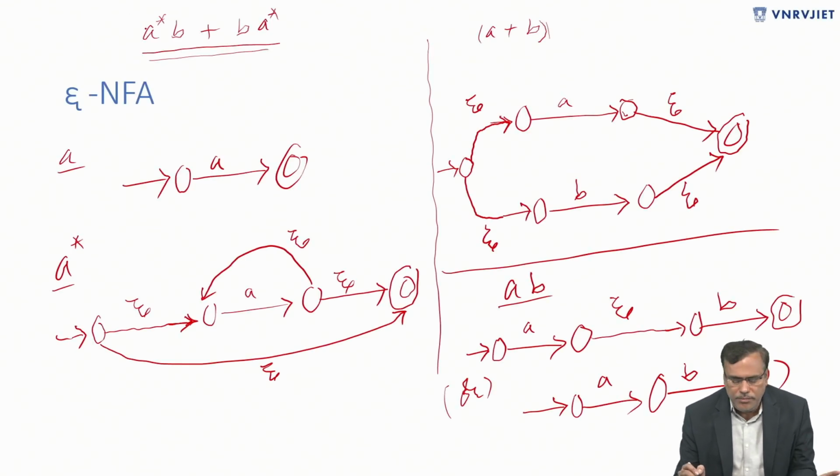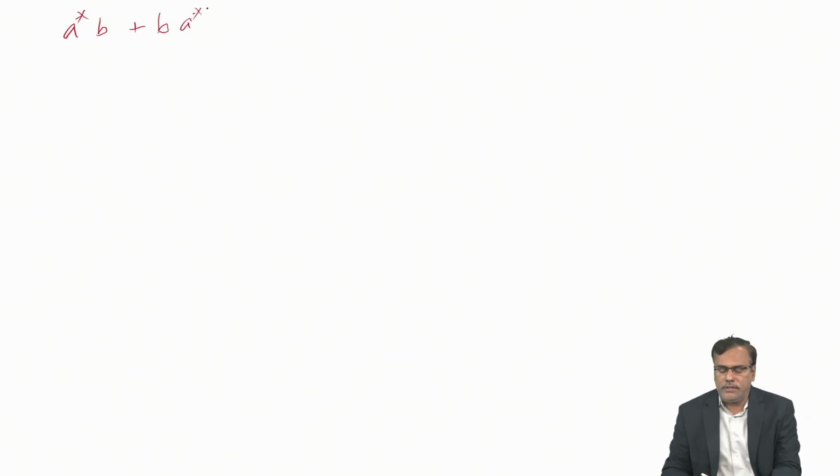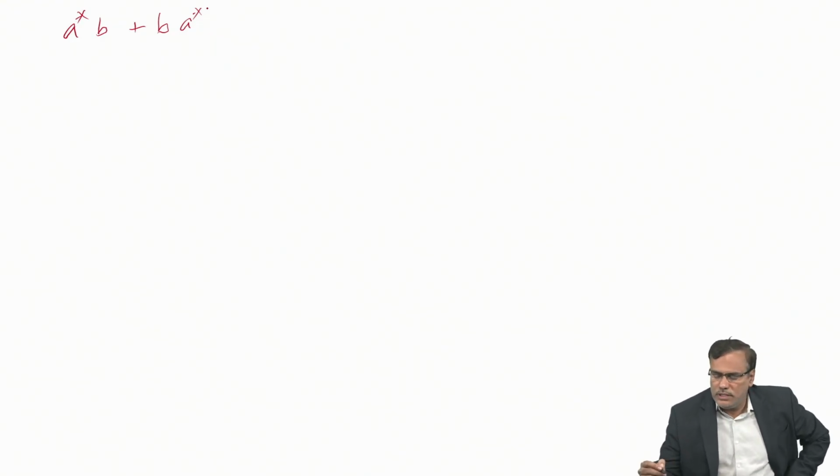Sorry. A star B or B A star, right? B A star. Okay. You are known, right? What are the possible things of this language?